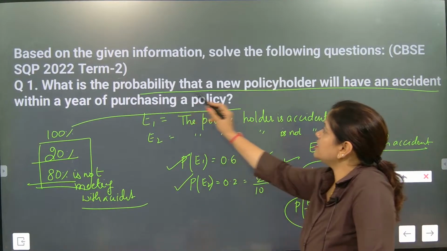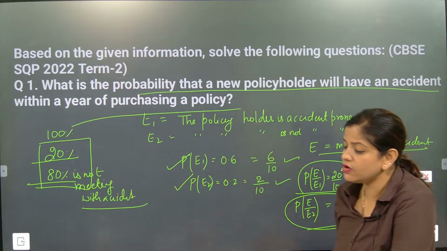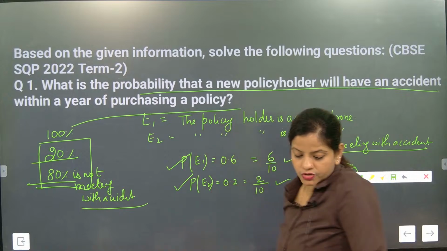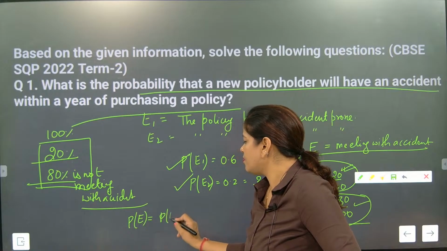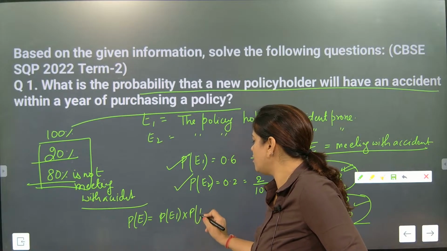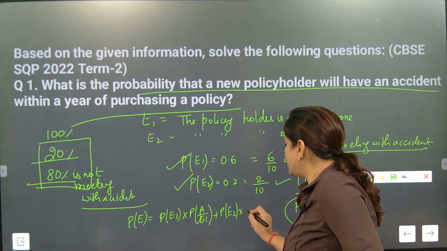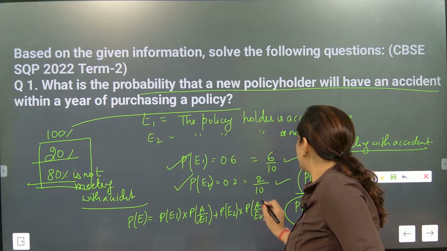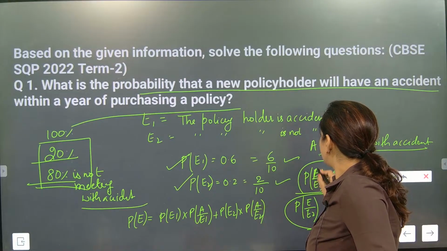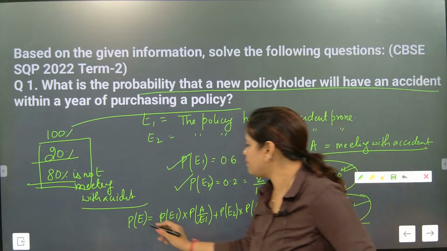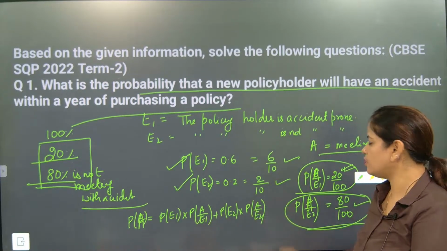Now, the first part of the question is that a new policy holder will have an accident in a year. So how are we going to find it out? It will come with the total probability. The total probability formula: P of A, accident within a year, is equal to P of E1 into P of A by E1 plus P of E2 into P of A by E2. We take this as A. So here P of A is equal to P of E1, P of A by E1, plus P of E2, P of A by E2. All the set is ready.